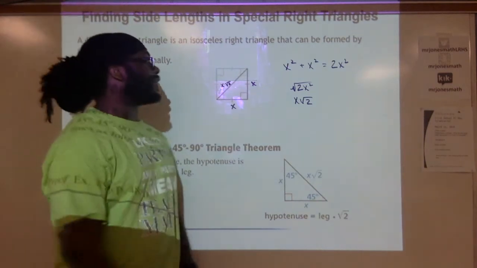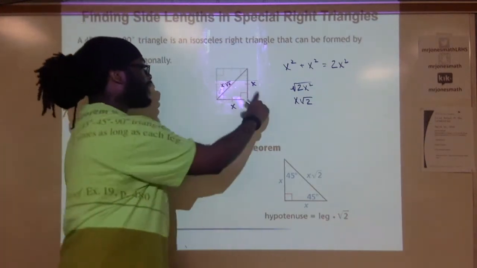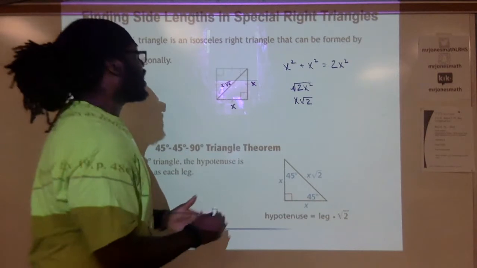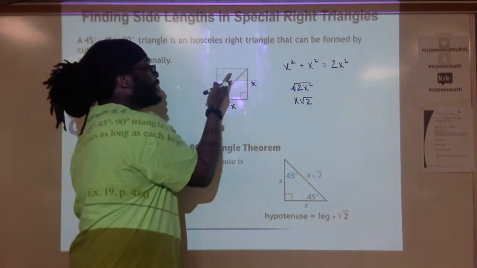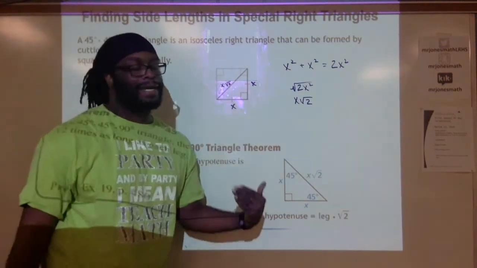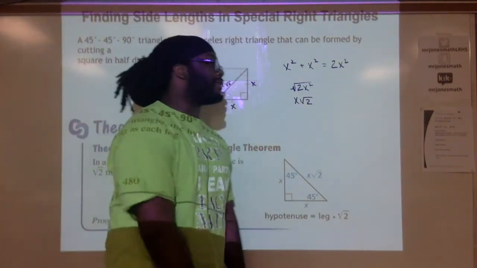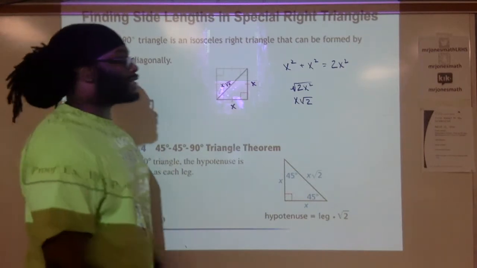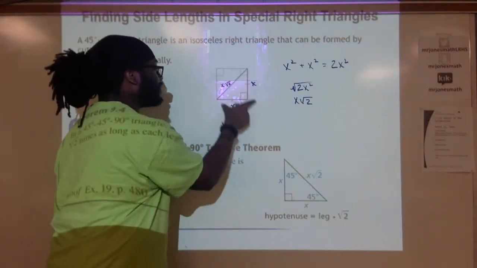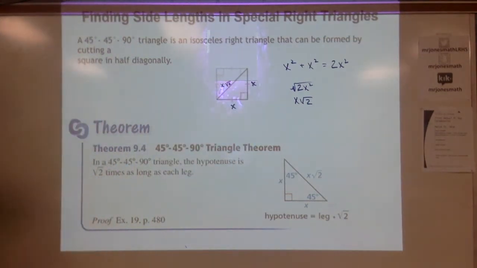So when you have a 45, 45, 90 triangle, the legs are some measure. They are the same since it is an isosceles triangle. And your hypotenuse is going to be x, or whatever that leg measure is, multiplied by the square root of 2. So if it's 5, your hypotenuse would be 5 square root of 2. If it's 10, your hypotenuse would be 10 square root of 2. The hypotenuse is square root of 2 times as long as each leg.